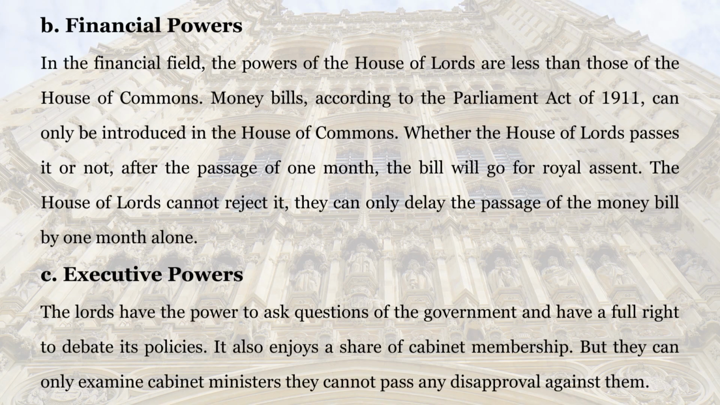B. Financial powers. In the financial field, the powers of the House of Lords are less than those of the House of Commons. Money bills, according to the Parliament Act of 1911, can only be introduced in the House of Commons. Whether the House of Lords passes it or not, after the passage of 1 month, the bill will go for royal assent. The House of Lords cannot reject it, they can only delay the passage of the money bill by 1 month alone.